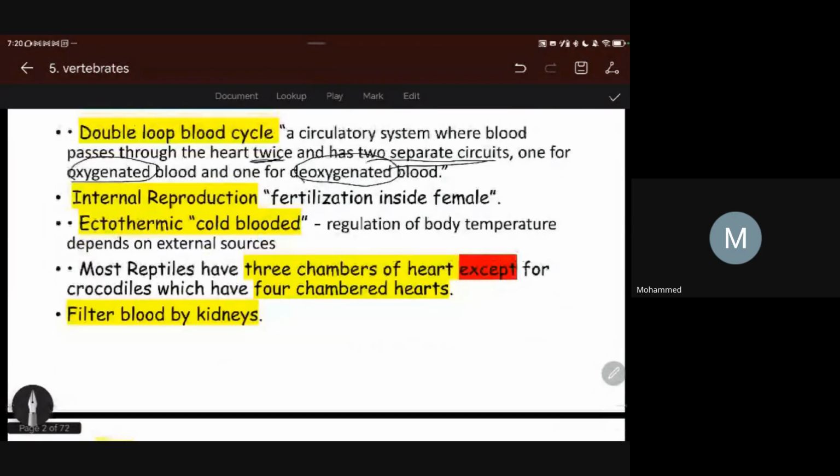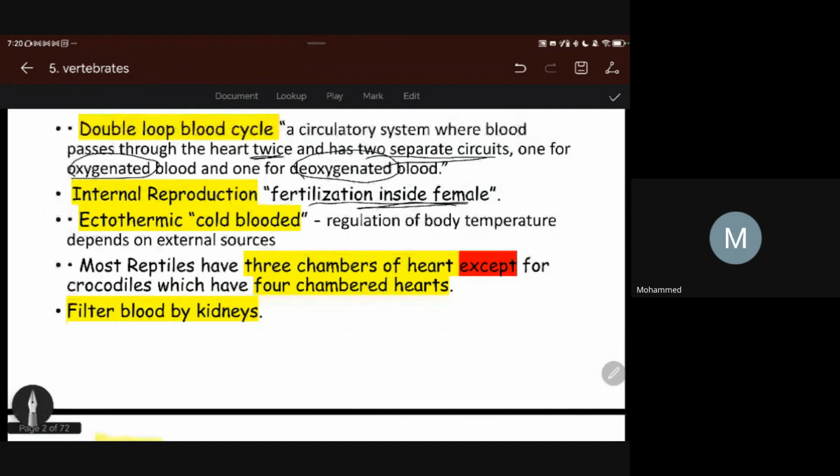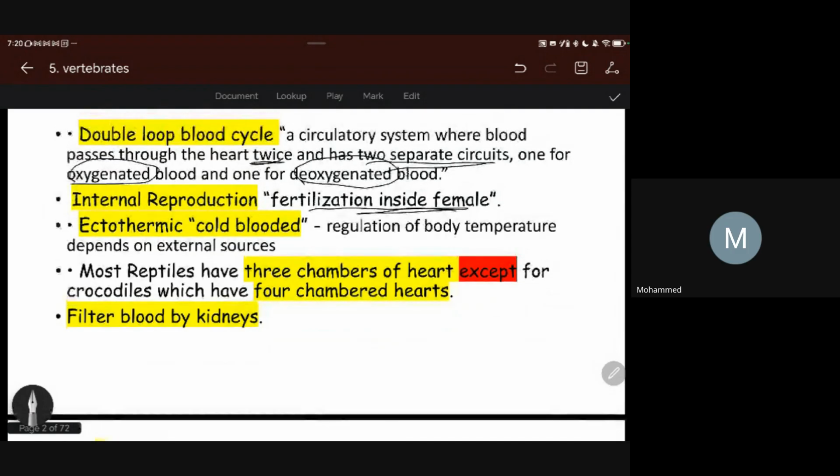They have internal reproduction, which means the fertilization occurs within the female, inside of her, and they are considered ectothermic, or cold-blooded. What does that mean? It means that their body temperature depends on the surrounding. They do not exert energy to withstand their internal temperature. Whatever the temperature surrounding them is, they are fluid with it.